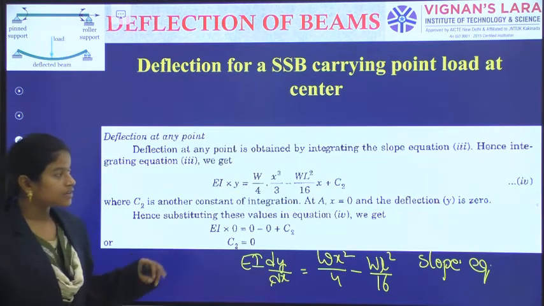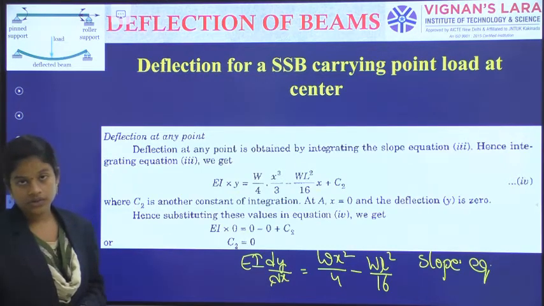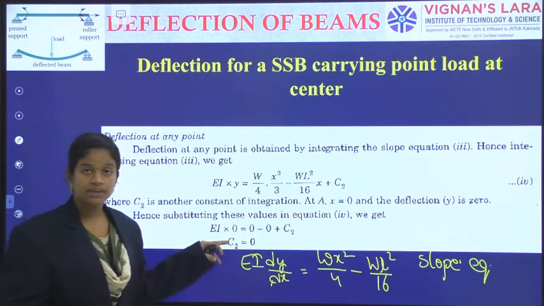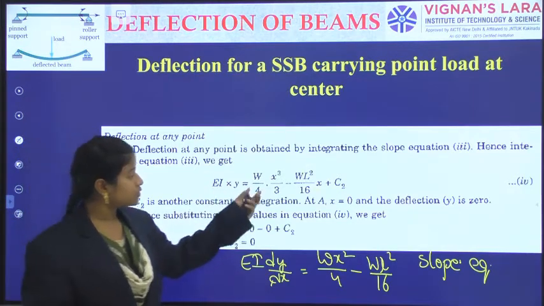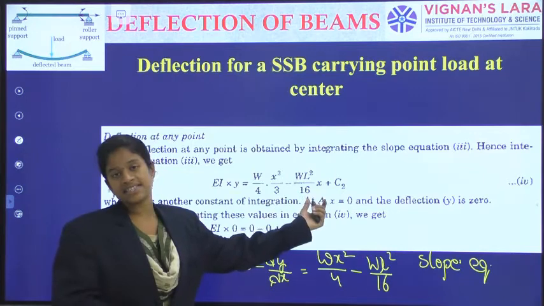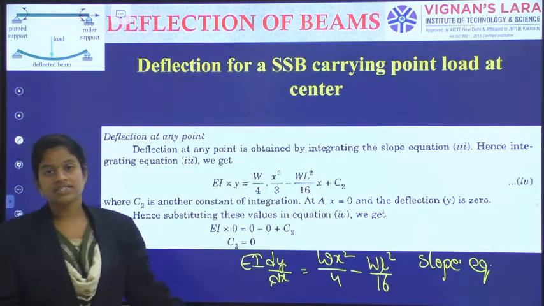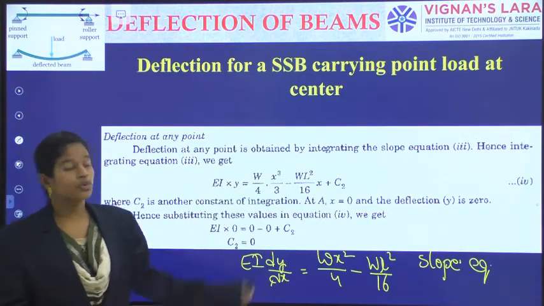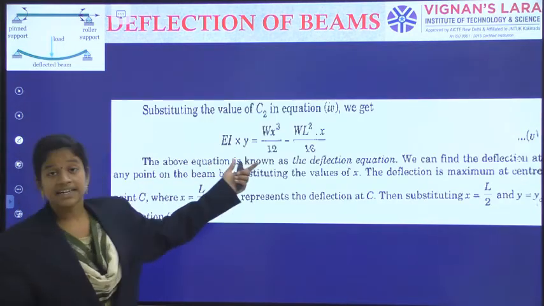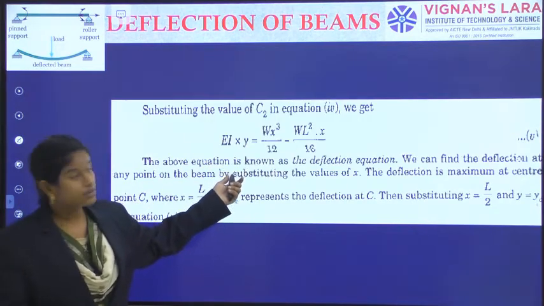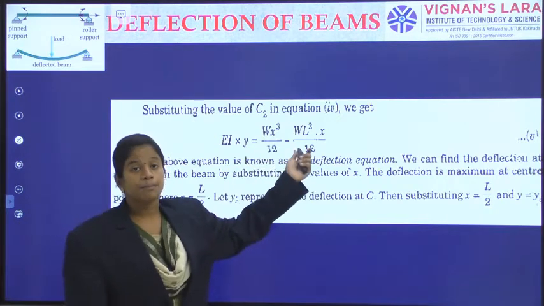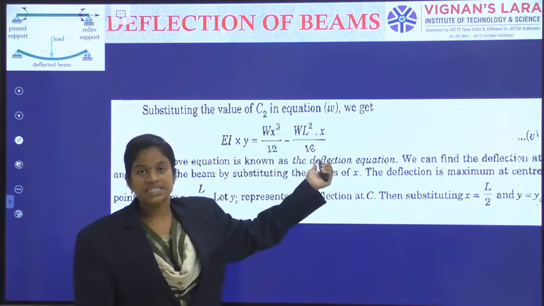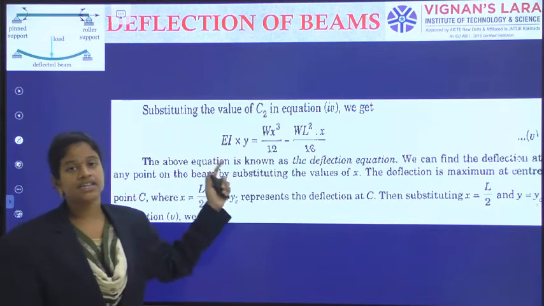At A, x is equal to 0, the deflection y is also equal to 0. Now substituting in the equation, EI into 0 is equal to, substituting 0 wherever x is there. So we have got C2 is equal to 0. Now substituting this C2 in the above equation, we will get the corresponding deflection equation. EI into y is equal to Wx cube by 12 minus WL square x by 16. So this is the deflection equation.